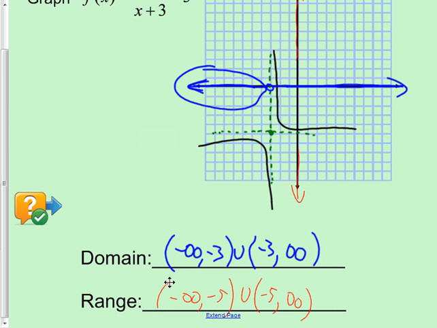Nice job. All right, so we got 2 new parent functions. You used to just know parabolas and the V shape and the ramp. Okay, that looked like kind of like that. Now you got the John Travolta function, and you've also got this one, which is the 1/x. It's called the rational function, and it's the first time you've ever seen an asymptote.